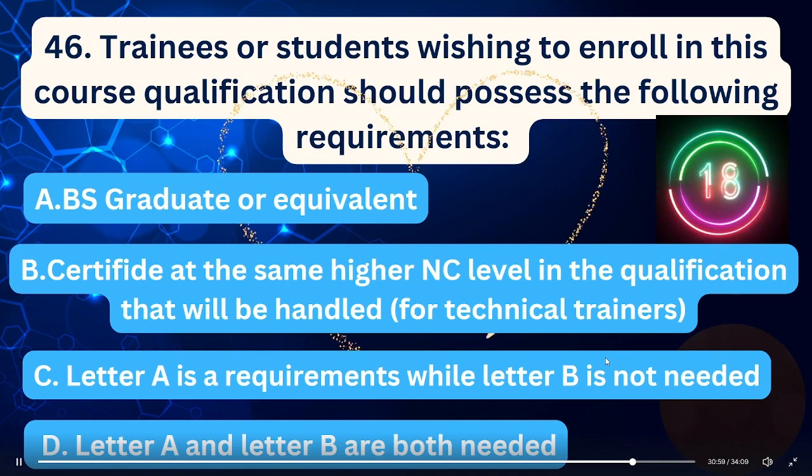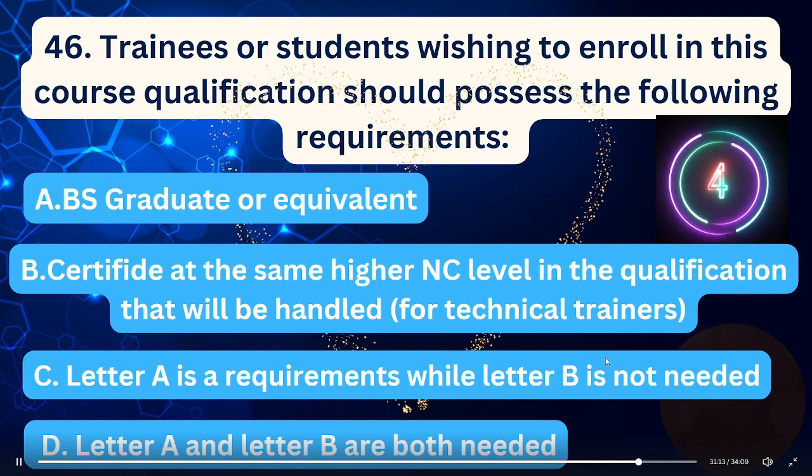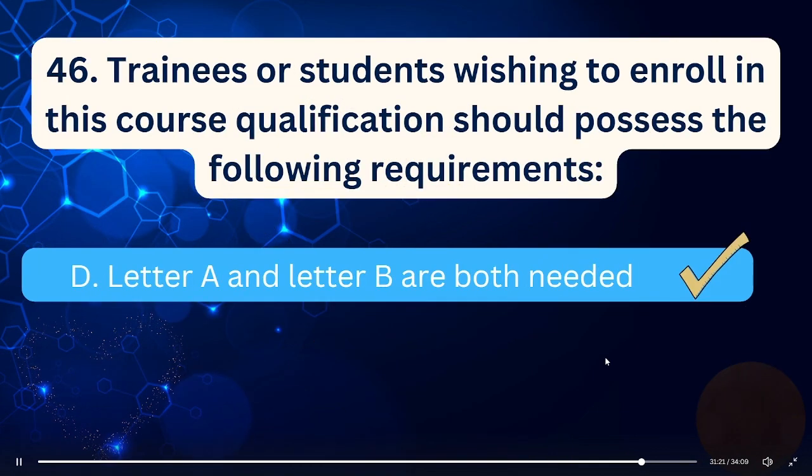46. The trainees or students wishing to enroll in this course qualification should possess the following requirements. A. BS graduate or equivalent. B. Certified at the same or higher NC level in the qualification that will be handled for technical trainers. C. Letter A is a requirement while letter B is not. Letter D, letter A and letter B are both needed. The answer is letter D, letter A and letter B are both needed.